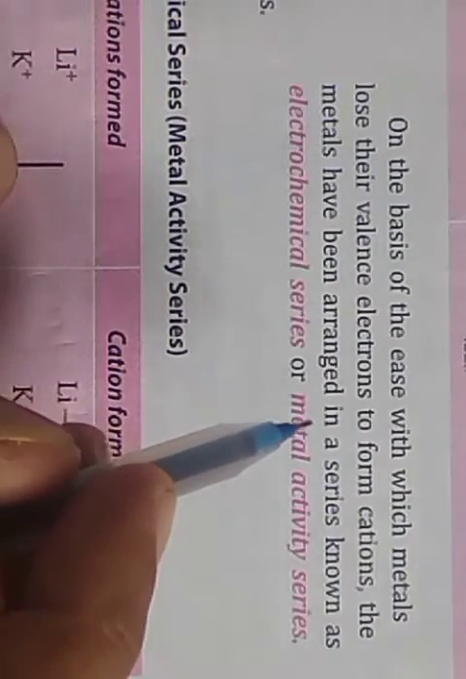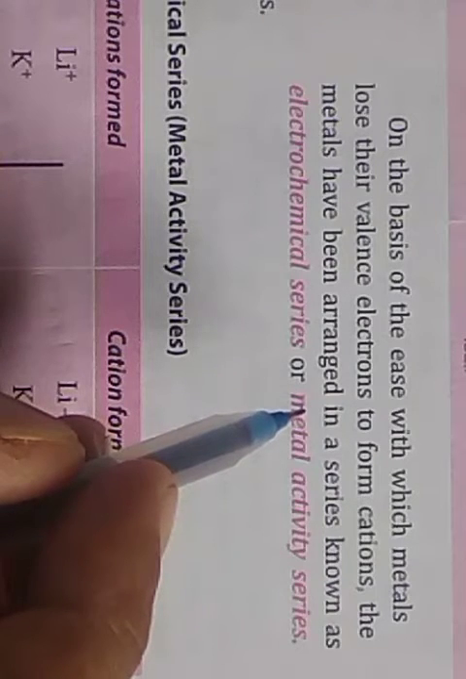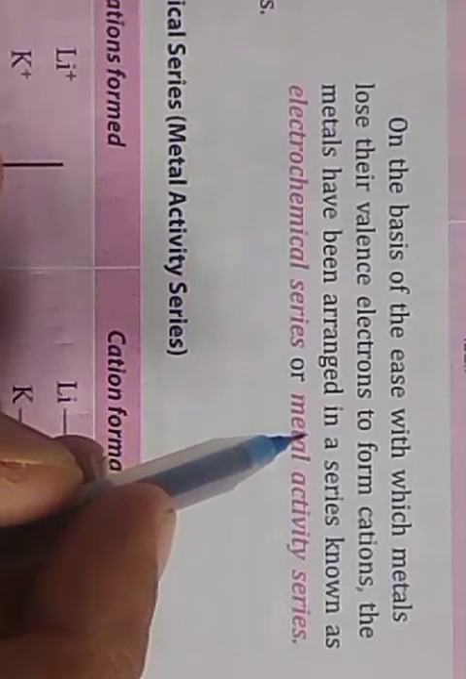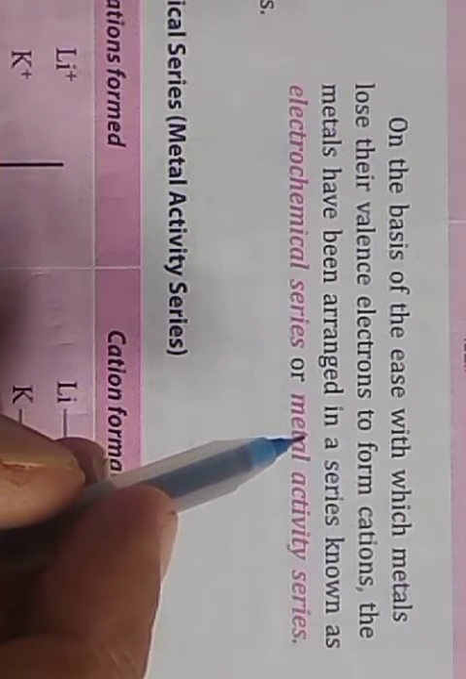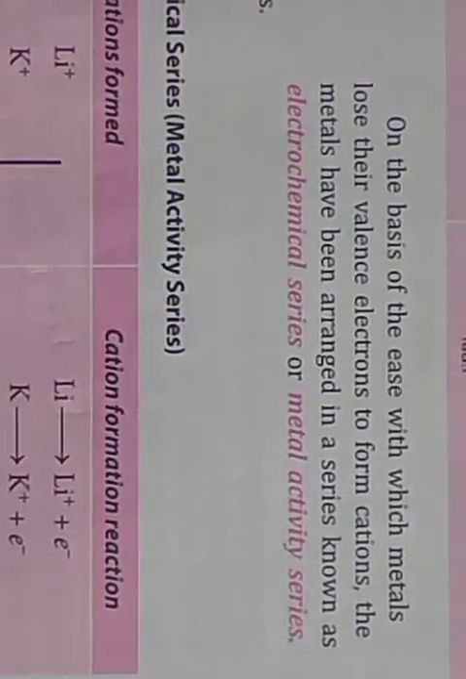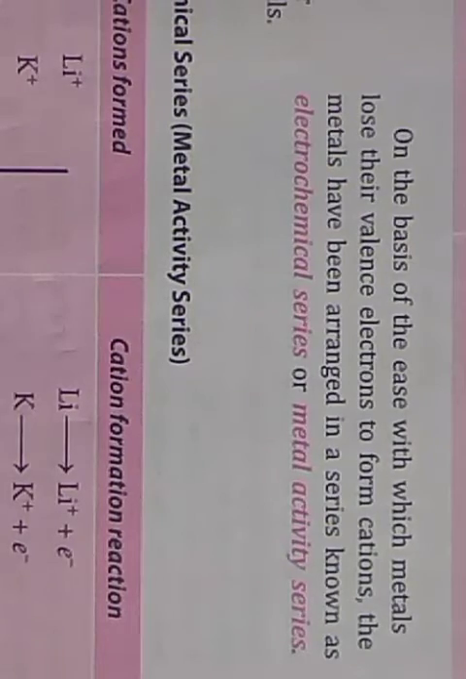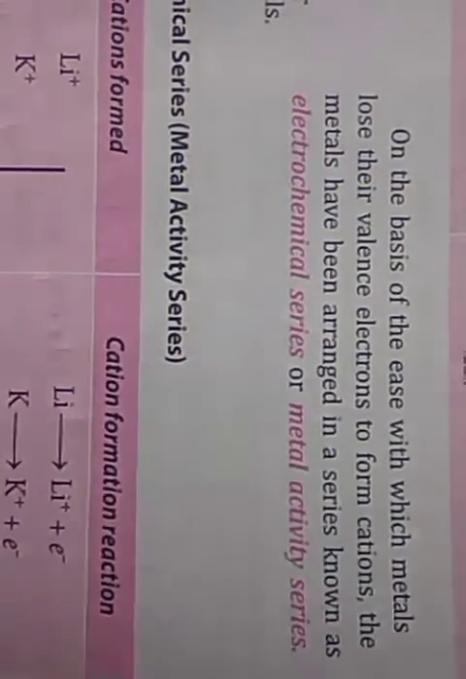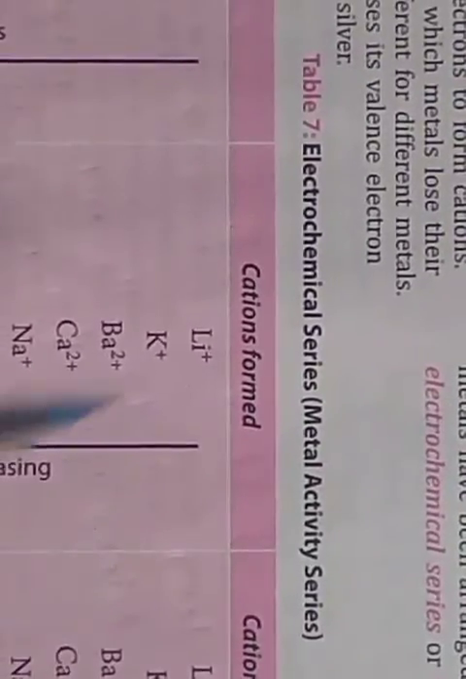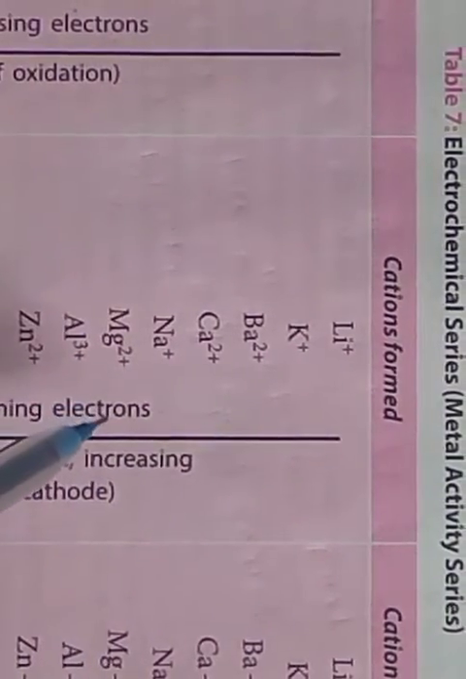So, on the basis of the ease with which the metals lose their valence electrons to form cations, metal positive ions, the metals have been arranged in a vertical series. That vertical series is called the electrochemical series or metal activity series. In table number 7, you can observe the electrochemical series.